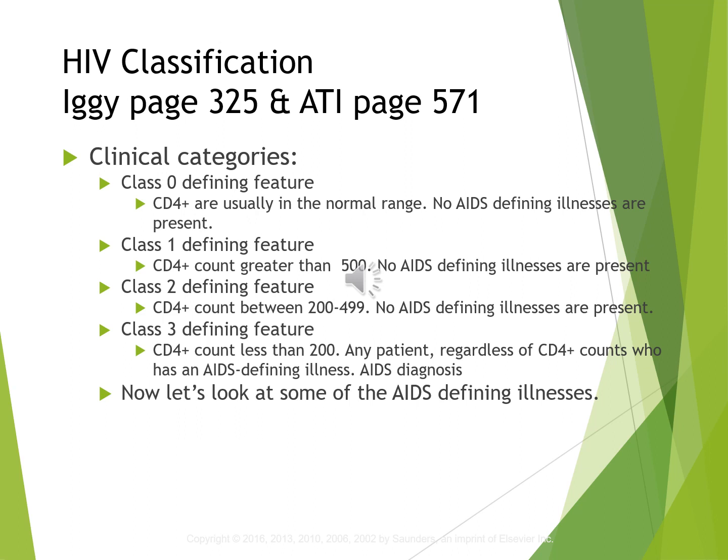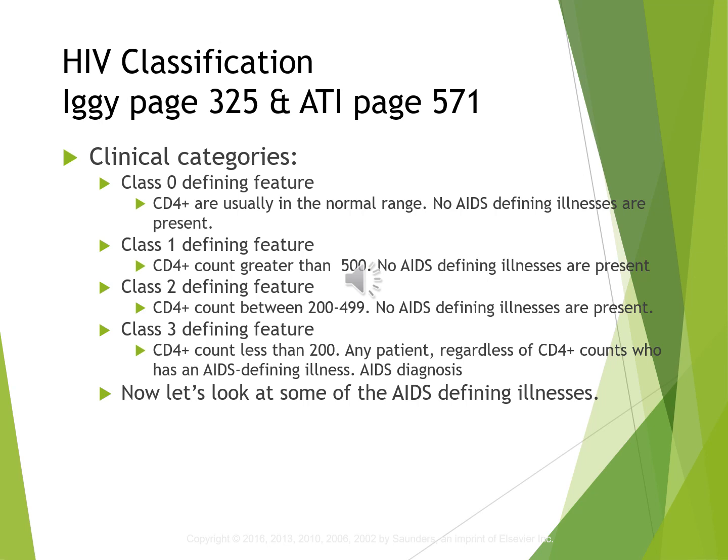Class 2, your CD4 count usually is between 200 and 499, and there are still no AIDS-defining illnesses present in this particular person. And then when we get to class 3, the defining feature is that the CD4 count has dropped below 200, and any patient, regardless of the CD4 count, who has AIDS-defining illnesses is given that actual AIDS diagnosis.